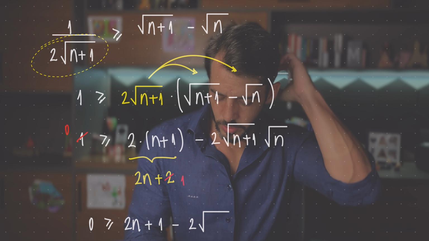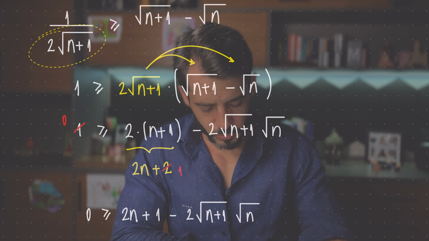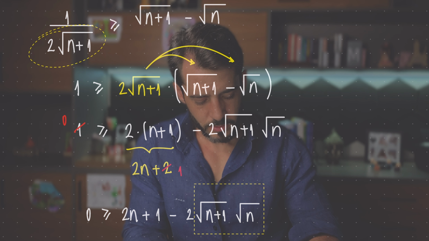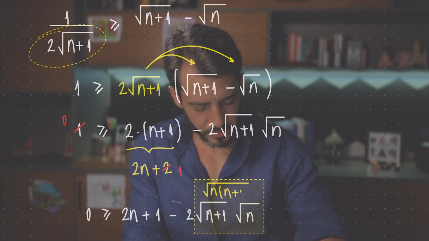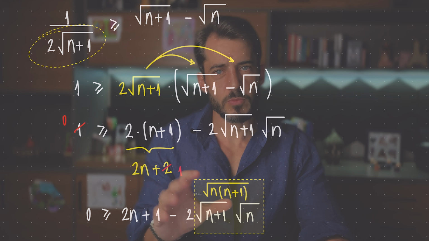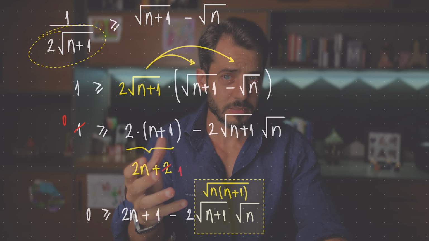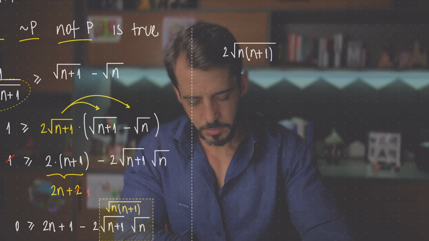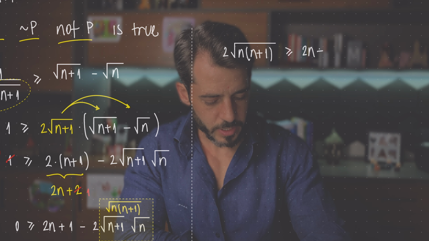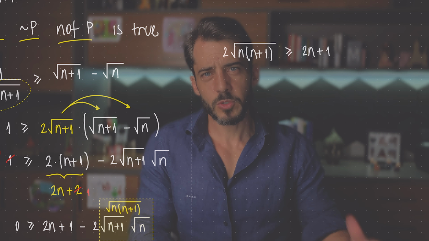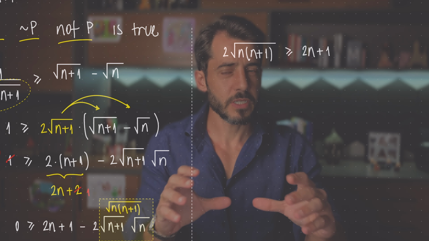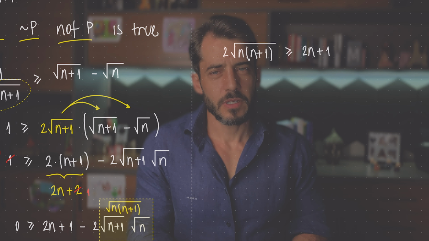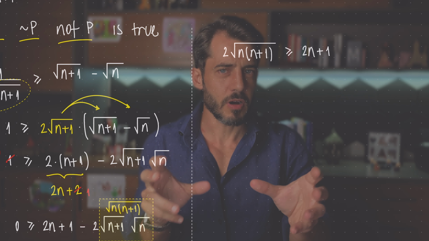0 is greater than or equal to 2n plus 1 minus 2 root of n plus 1 times the root of n. Now we can not only rewrite this as the root of n times n plus 1, but also move it to the left hand side, or add that to both sides, which is the same thing. So we get 2 root of n times n plus 1 greater than or equal to 2n plus 1. Now, given that we're talking about positive real numbers, we can square both the left hand side and the right hand side, without having to worry about the direction of this inequality.